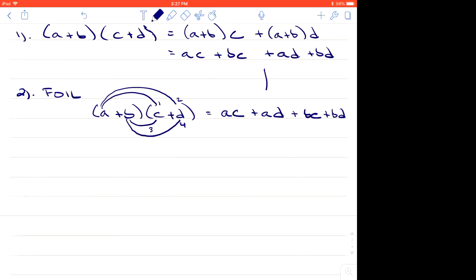So of course, because we can use either of these ways, they yield the same answer, just in a slightly different order. But because we're adding, the order that we add terms in doesn't matter, so they're the same.